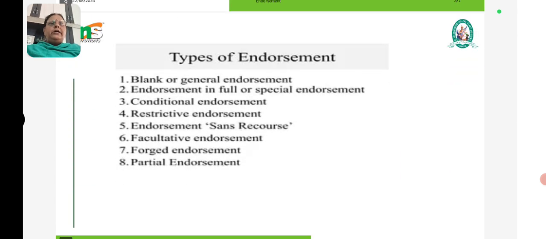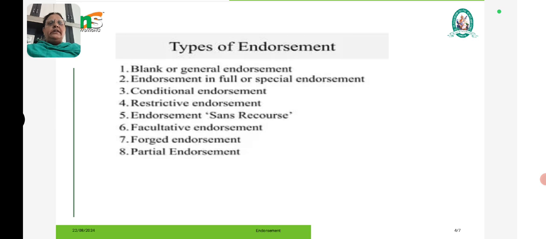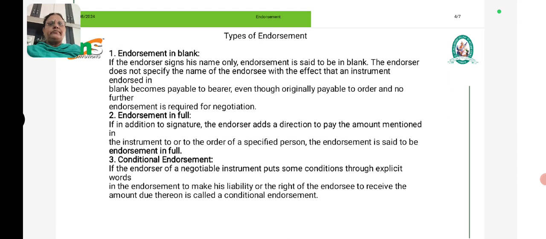Coming to the types of endorsement, there are about eight types: blank or general endorsement, endorsement in full or special endorsement, conditional endorsement, restrictive endorsement, endorsement sans recourse, facultative endorsement, forced endorsement, and partial endorsement.